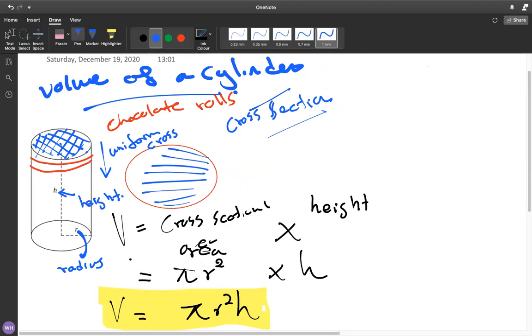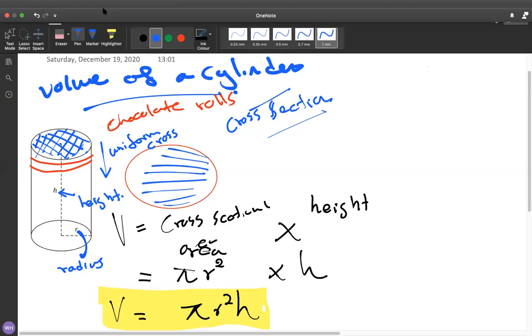Okay, write it down. Put a star underneath and write it under the subtopic volume of a cylinder. In a cylinder, we can obtain a circular cross section. Full stop.